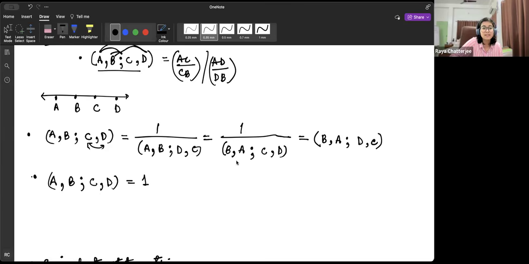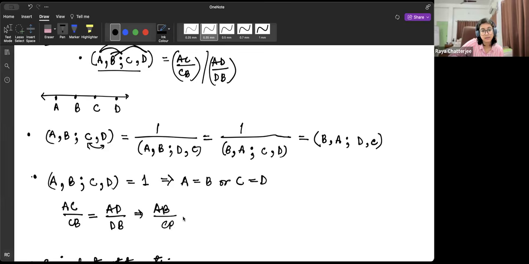But you can also see that A and B can also be the same point, right? So this implies A equal to B or C equal to D. So if you didn't understand that, what's going on is AC by CB is equal to AD by DB, right? So AC by CB is equal to AD by DB, and you can add 1 to both sides. So that's going to give you AB by CB is equal to AB by DB. So from that, you can get that CB is equal to DB.